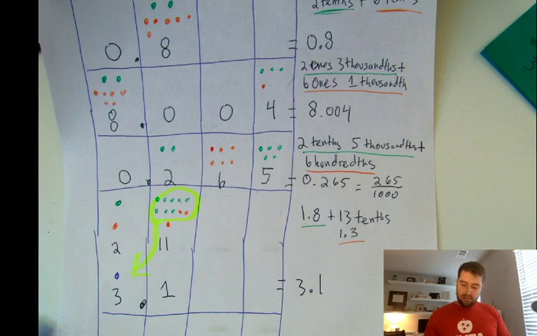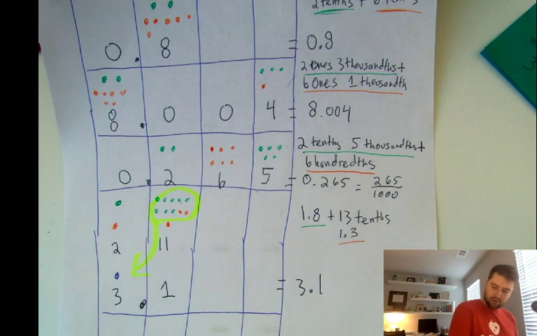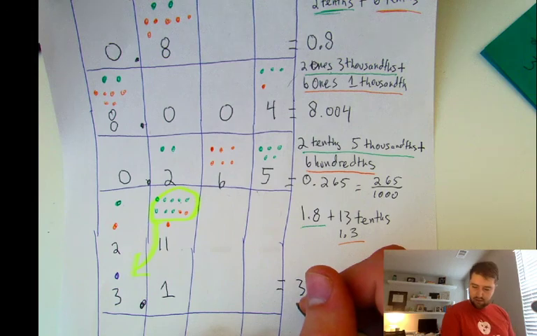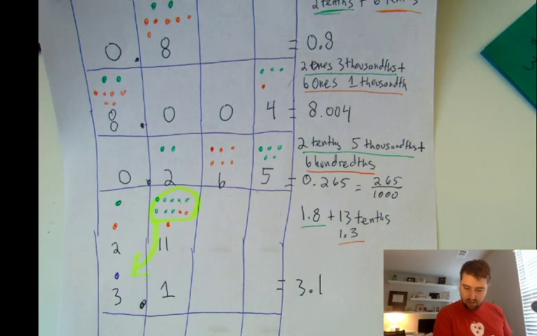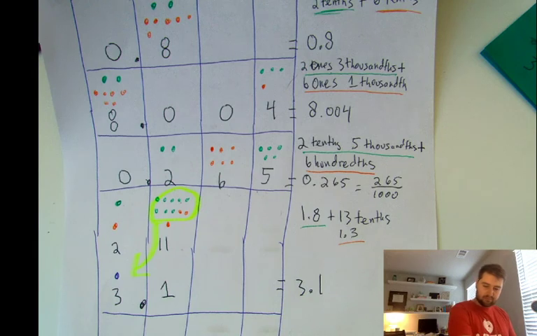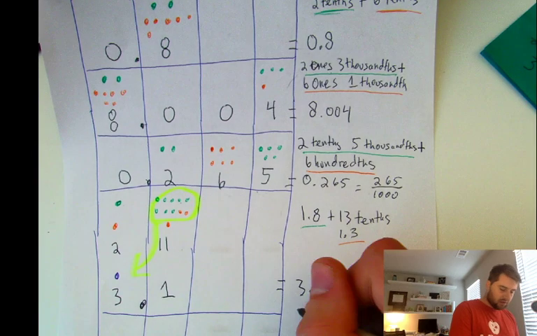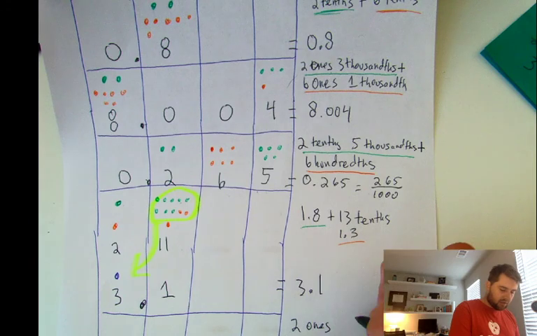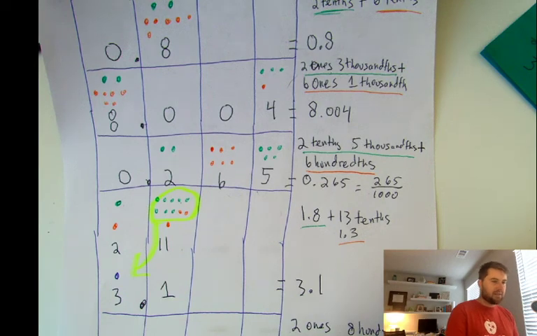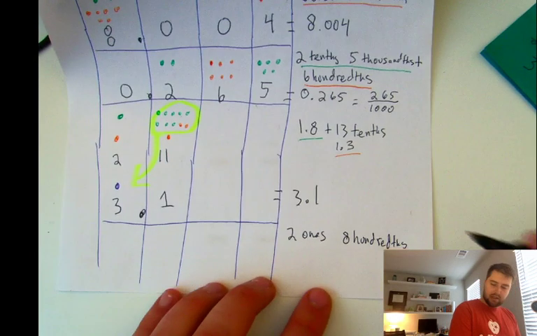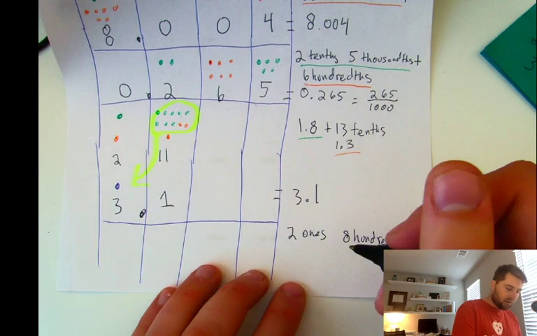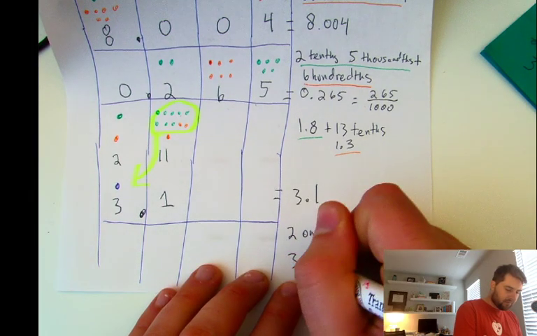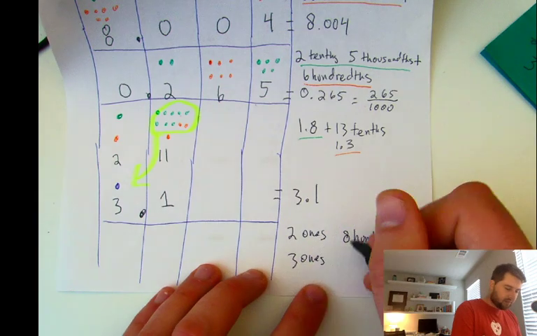And our number is almost that, y'all. Two ones, 8/100. You can't quite see me, so sorry about that. Plus 3 ones, 4/100.